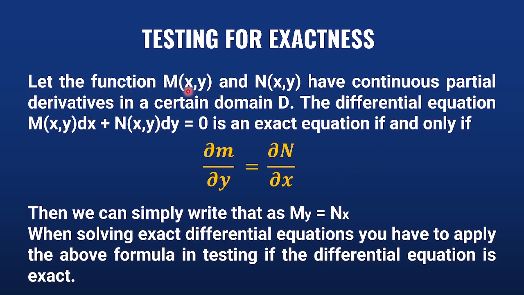Let the functions M(x,y) and N(x,y) have continuous partial derivatives in a certain domain. The differential equation M(x,y) dx + N(x,y) dy = 0 is an exact equation if and only if the partial derivative of M with respect to y is equal to the partial derivative of N with respect to x, as shown. Then we can simply write that as My = Nx. When solving exact differential equations, you have to apply the above formula in testing if the differential equation is actually exact.